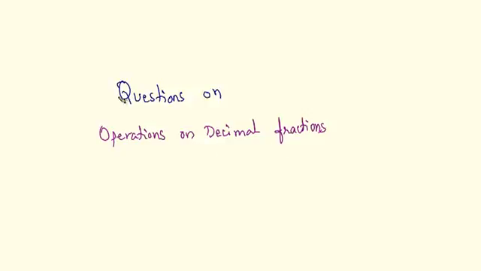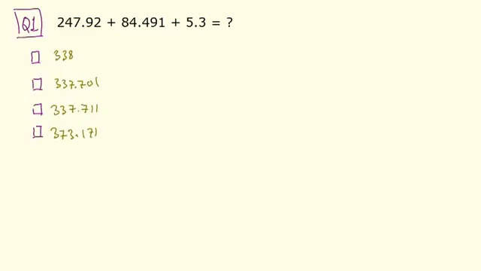Hey guys, let's do a couple of questions on operations on decimal fractions. Well, the answer to this question is very simple. All you have to do is write the numbers one below each other, keeping the decimal point aligned, and then perform the desired operation. So let's do that.